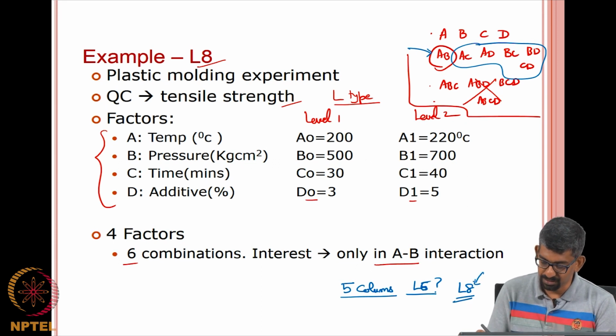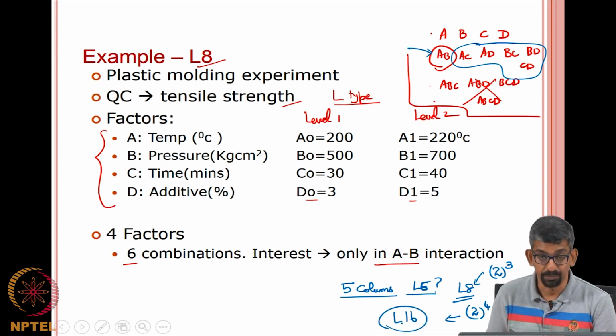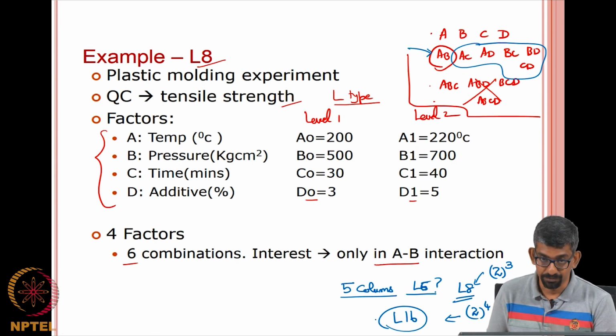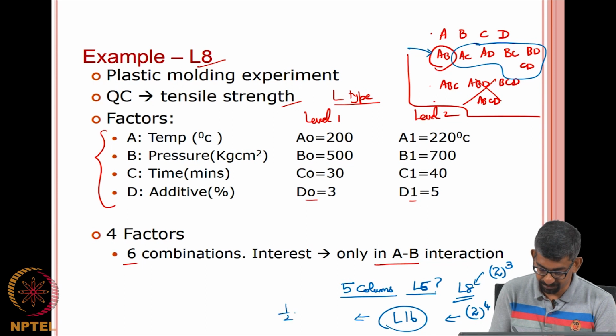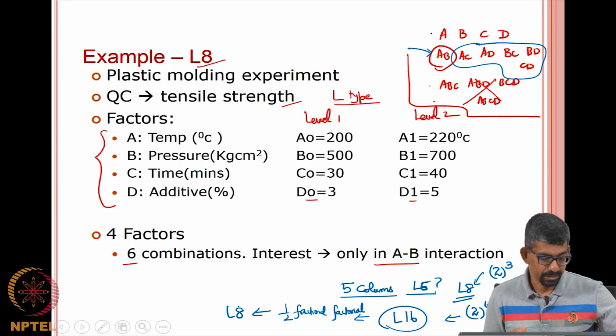Please remember, this number comes from the fact it is 2 levels raised to 3 factors, okay. That is a full factorial, but in our case if you take 2 levels raised to 4 factors, because we have 4 factors, that will lead to 16. So, L16 will be an appropriate experiment, but 16 means you can cover all of these, but that is not what we are looking at. We are only looking at half fractional factorial. That will be L8 for me. So, we are going to look at L8.